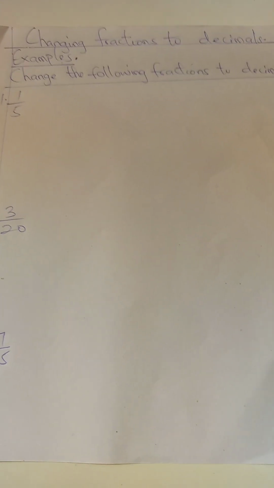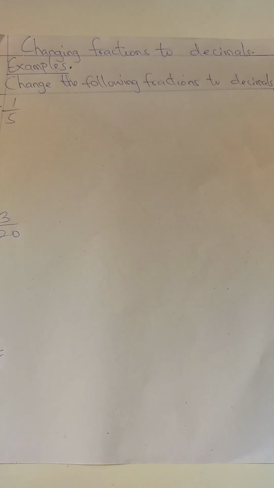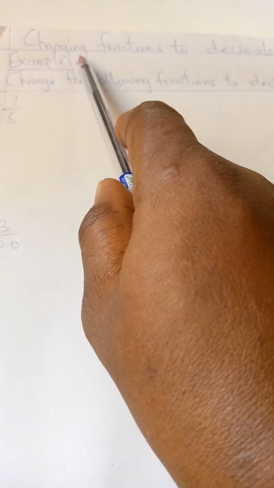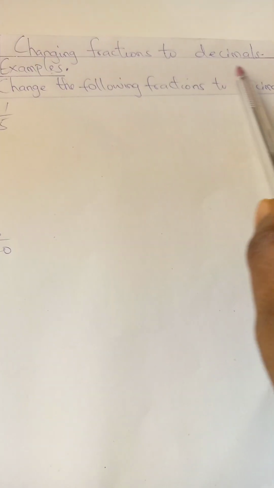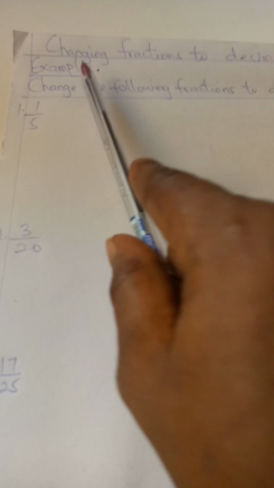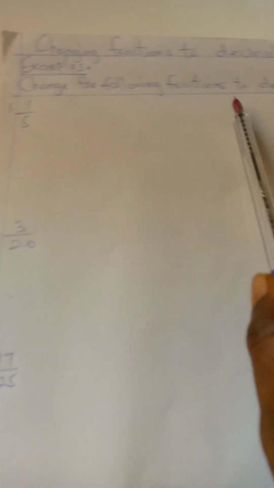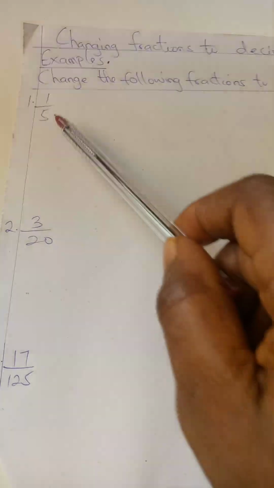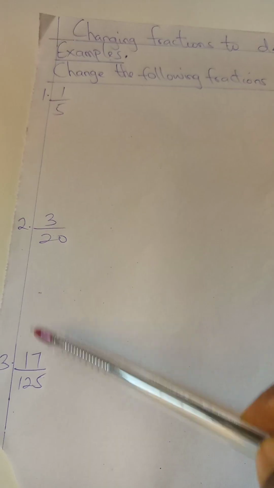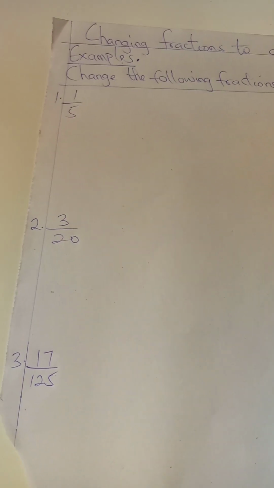Hello, guys, it's learning time, and it is time to learn changing fractions to decimals. Look at these examples. Change the following fractions to decimals: 1 over 5, 3 over 20, 17 over 125.